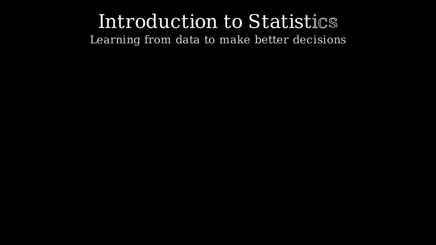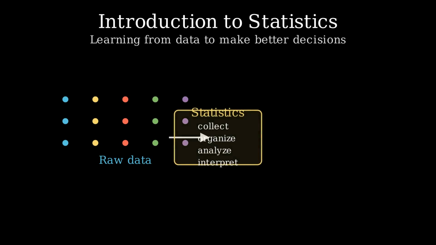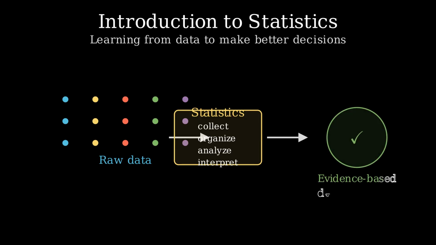Statistics is the science of collecting, organizing, analyzing, presenting, and interpreting data so that we can make informed decisions. It turns raw observations into useful information. Statistics is used in healthcare, business, engineering, government, science, and everyday life.